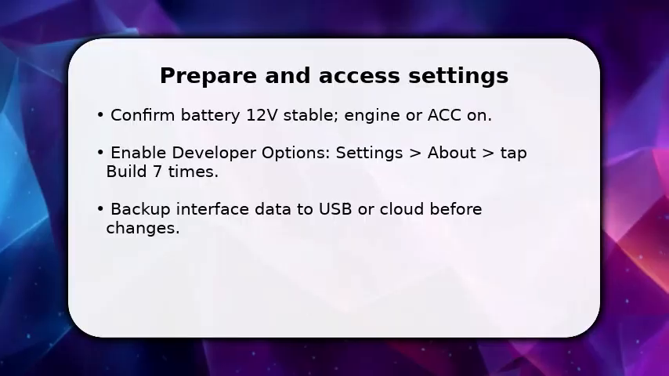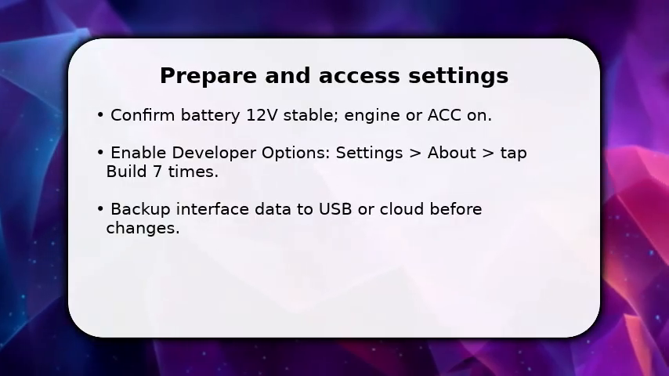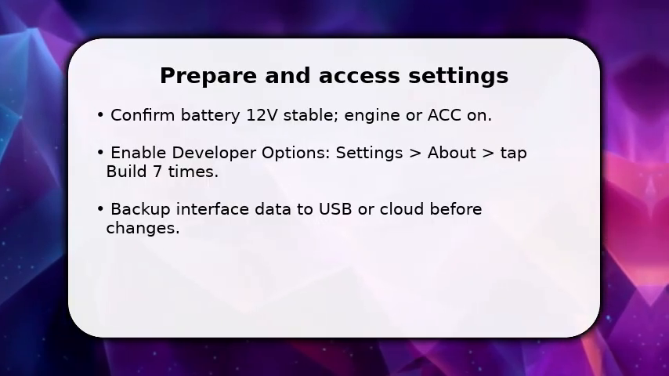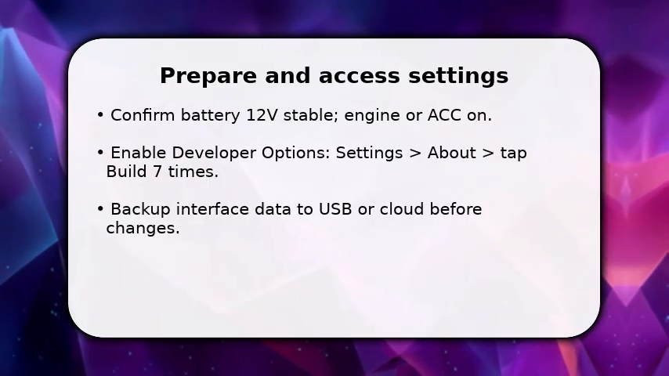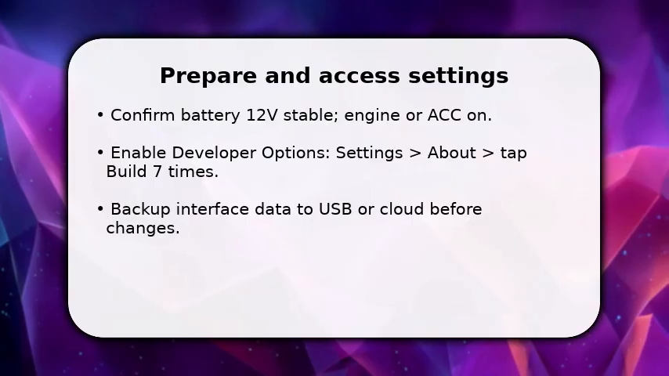Enjoy the video. You start with the essentials. Make sure the unit has steady 12V power and the car is in ACC or running so settings persist. Once done, enable developer options by tapping build number 7 times in About. This exposes advanced UI controls.